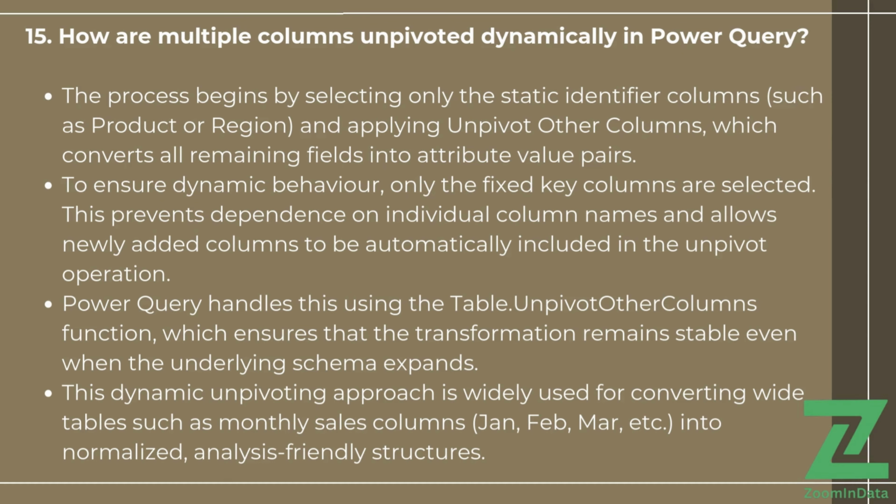Power Query handles this using the Table.UnpivotOtherColumns function, which ensures that the transformation remains stable even when the underlying schema expands. This dynamic unpivoting approach is widely used for converting wide tables, such as monthly sales columns Jan, Feb, Mar, etc., into normalized, analysis-friendly structures.